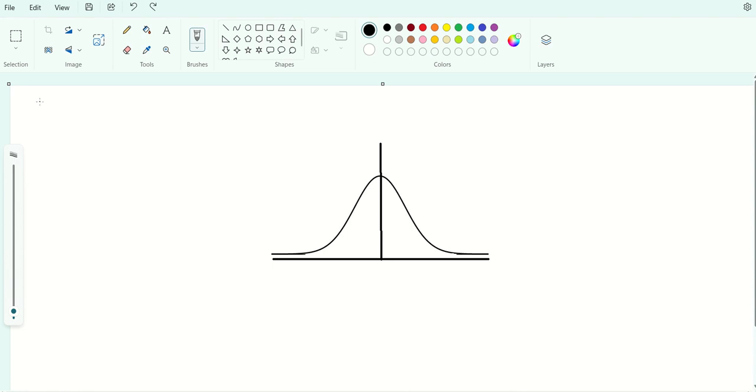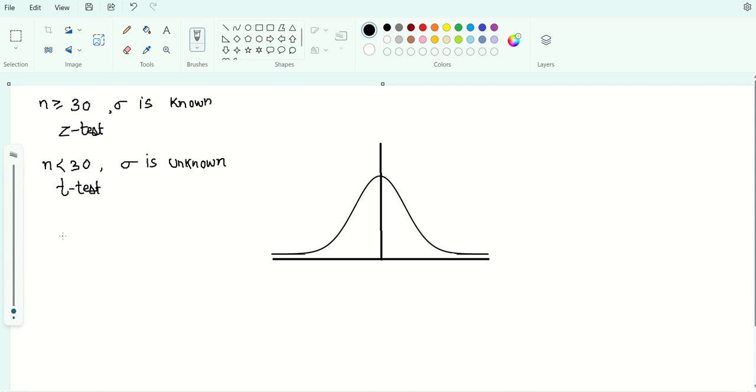There are two types of cases. If n is 30 or greater and sigma is known, then we will use the z test. That means the normal distribution, the z concept, we will use. But if n is less than 30 and sigma is unknown, not given, even if the sample standard deviation is given, then we will use the t-test. This is the one thing.